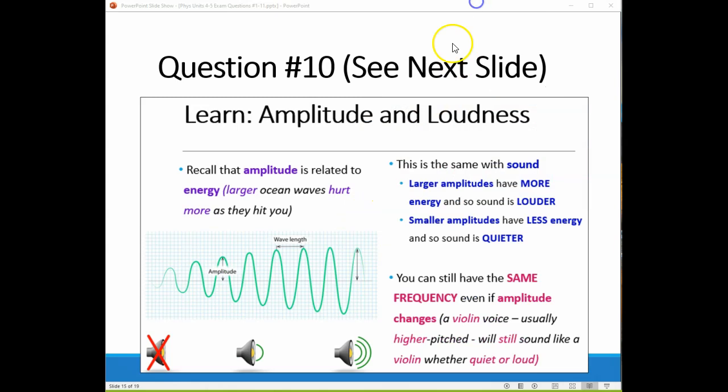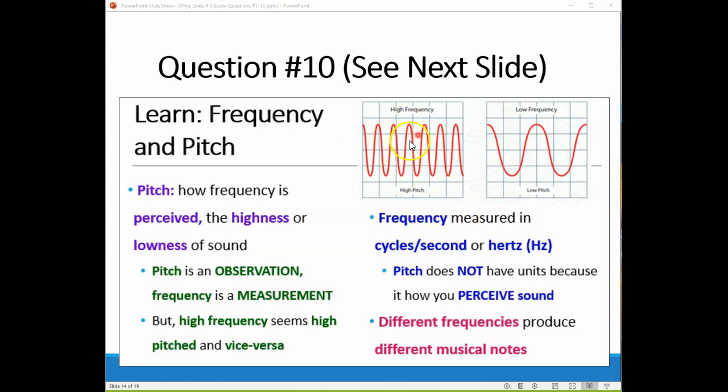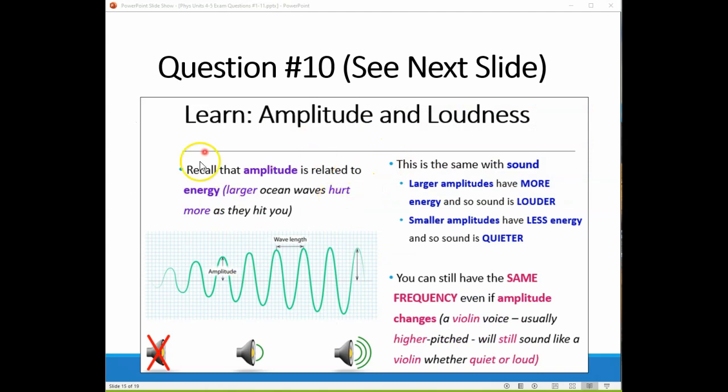Okay. Now, on the other hand, if we talk about amplitude, amplitude is the height of the wave. We already learned that, but this is actually related to how loud the sound is. So previously we talked about the type of pitch, but you could have a quiet woman's voice and a quiet man's voice, or you could have a loud woman's voice or a loud man's voice. So the pitch here is not actually related to its loudness. Instead, amplitude is where we get loudness, because amplitude is related to energy. Remember, we talked about earlier, larger ocean waves have more energy, more amplitude, and so they hurt more as they hit you.